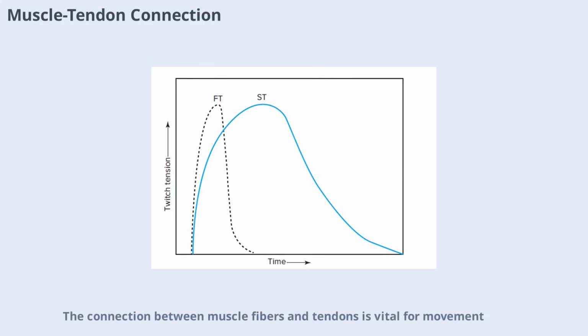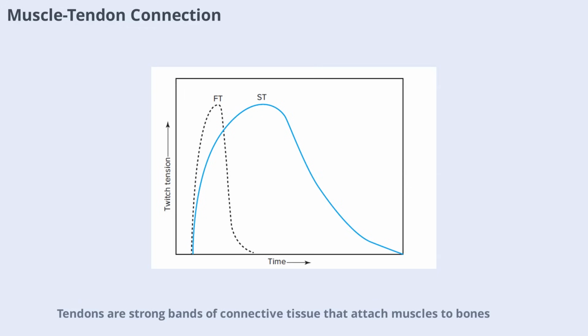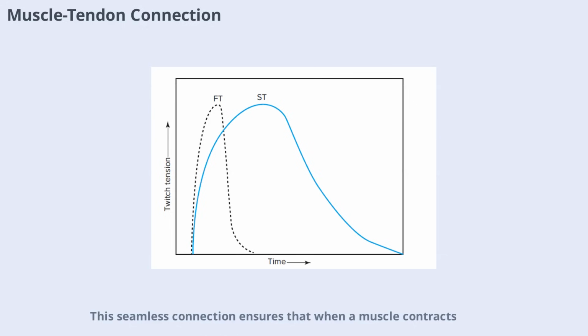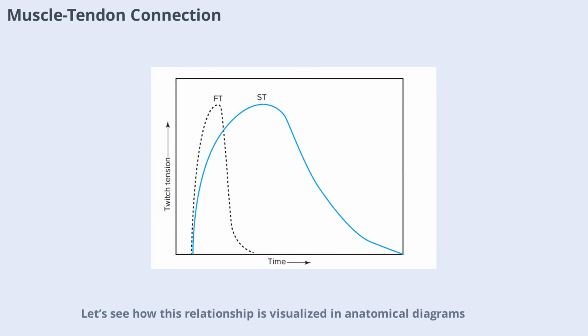The connection between muscle fibers and tendons is vital for movement. Tendons are strong bands of connective tissue that attach muscles to bones, transmitting the force generated by muscle contractions to create motion at the joints. This seamless connection ensures that when a muscle contracts, the resulting force is efficiently transferred, allowing for smooth and coordinated movement. The integrity of this connection is essential for both everyday activities and athletic performance. Let's see how this relationship is visualized in anatomical diagrams.